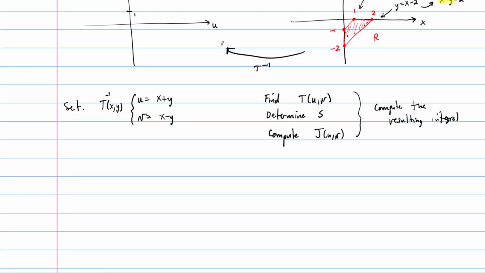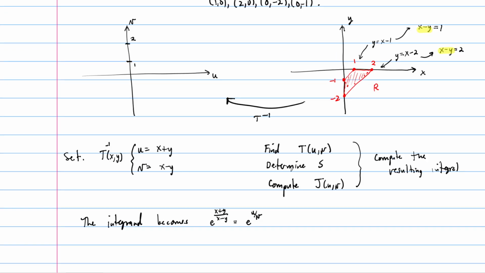All right, let's see how you guys did. So first of all, you don't have to do this in any particular order, but one thing that we notice is that the portion of the integrand that we can see right now, without the Jacobian, becomes, instead of e to the x plus y over x minus y, e to the u over v, okay?